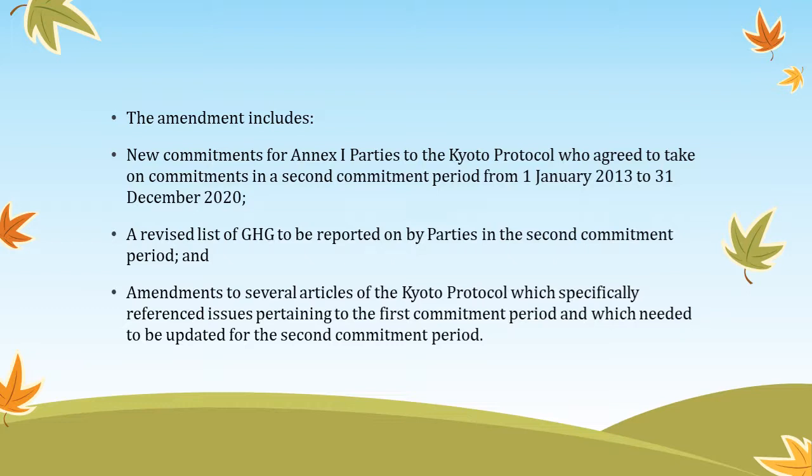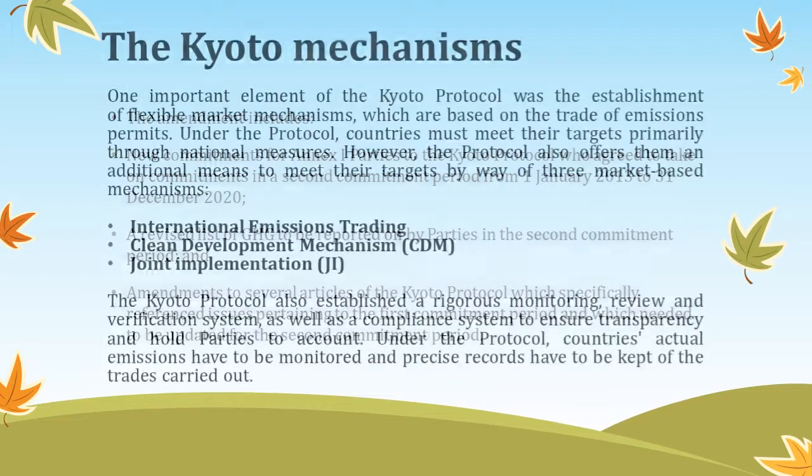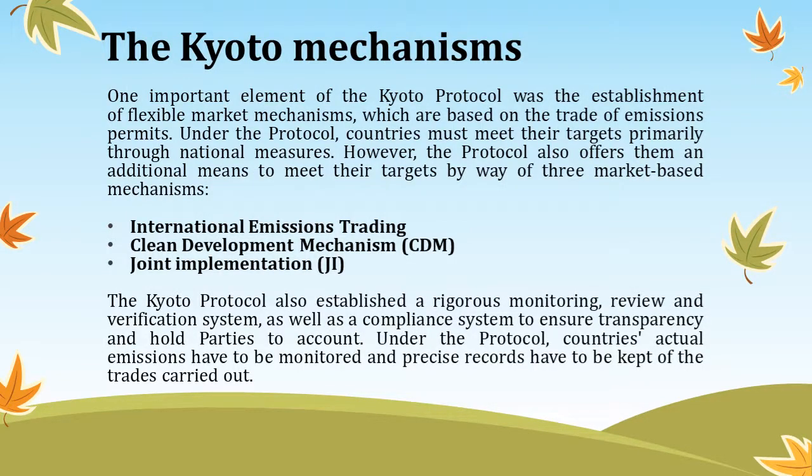Although in 2015 the Paris Agreement came into existence, and these 5 years were in a way a transition. So the entire second commitment period continued till 2020, and the composition of parties in the second commitment period is very much different from the first. When it comes to the Kyoto mechanisms, or so-called market-based mechanisms, there are three. Keep this in mind.